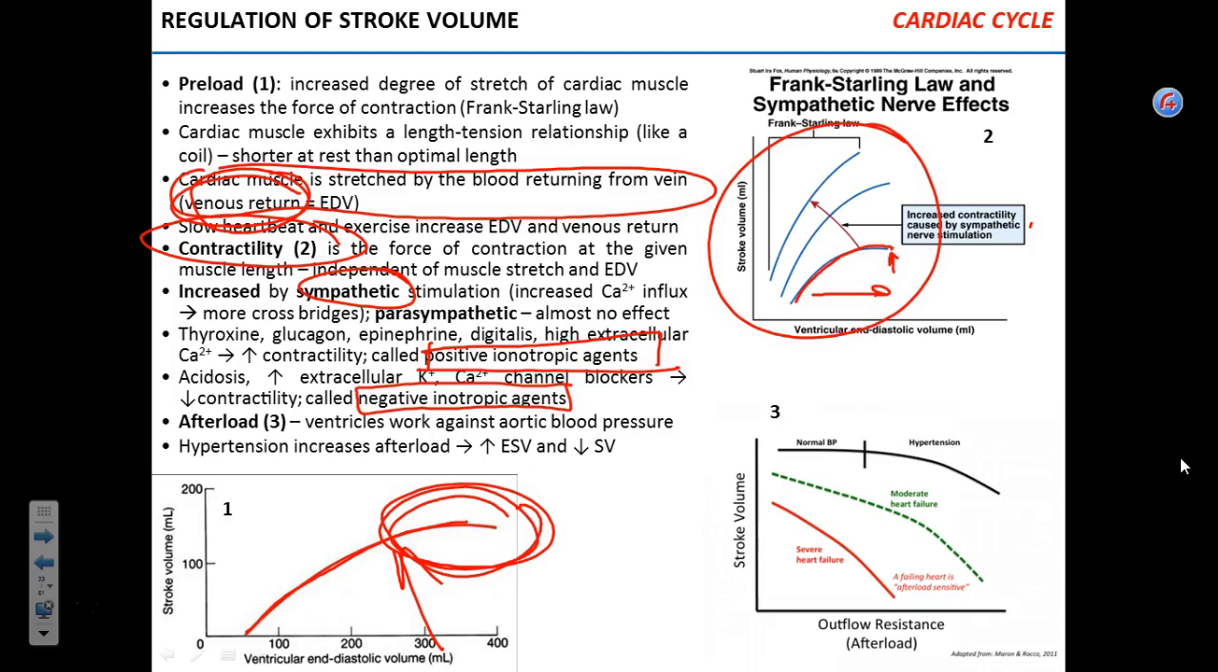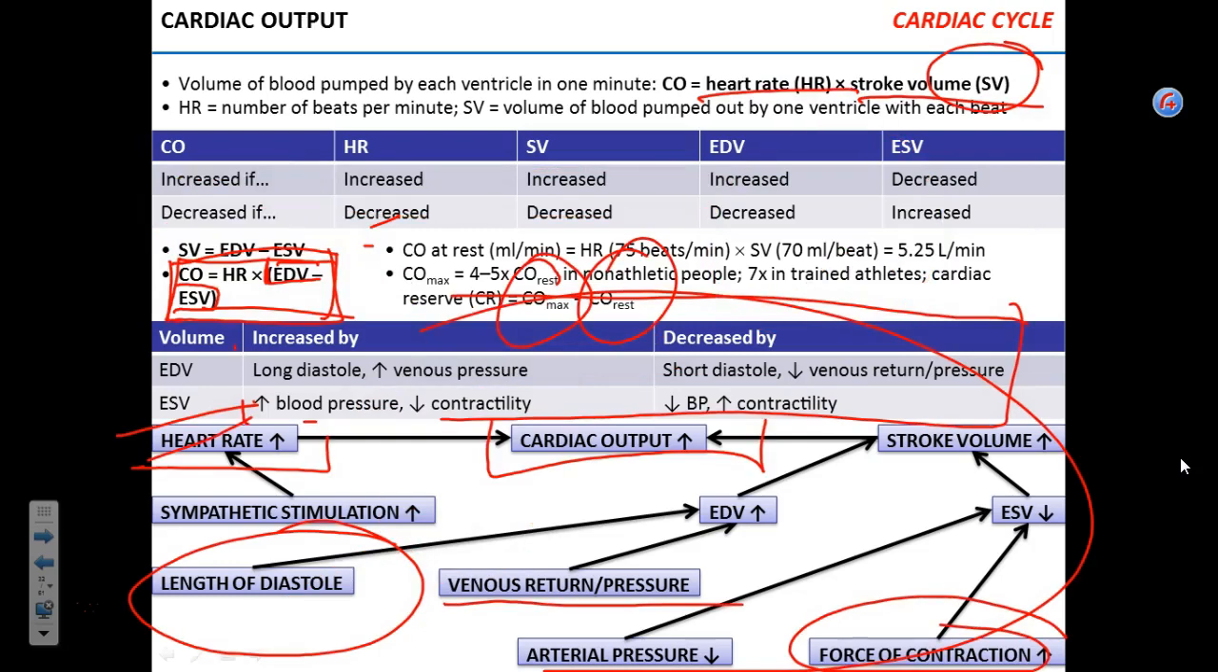When you decrease the force of contraction, which parameter will go up? When you decrease the force, you just told me like a minute ago, you increase the force, your end systolic volume goes down. You decrease the force, your end systolic volume goes up. You don't squeeze that hard. So end systolic volume increases, right? So you pump less blood out. Which important physiological parameter is going to decrease? Lower stroke volume, lower cardiac output.